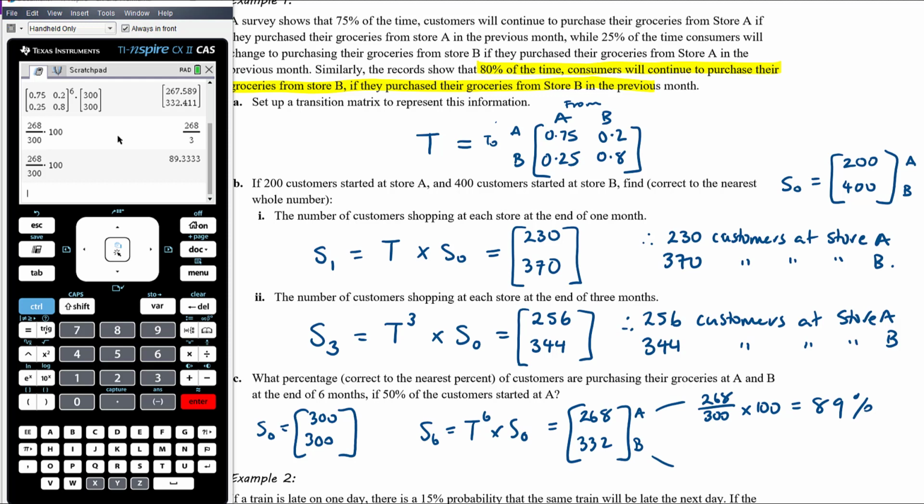Which means we could do the separate calculation, or you'd automatically then know it'll be, oh no, sorry, it won't. We'll do the separate calculation. So 332 customers out of the original 300, and now at store B.